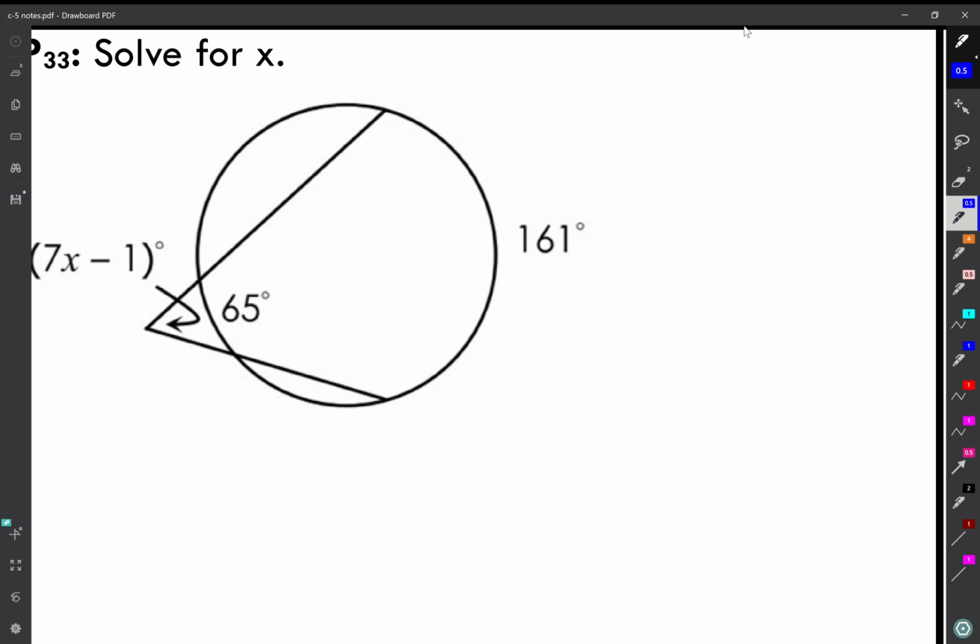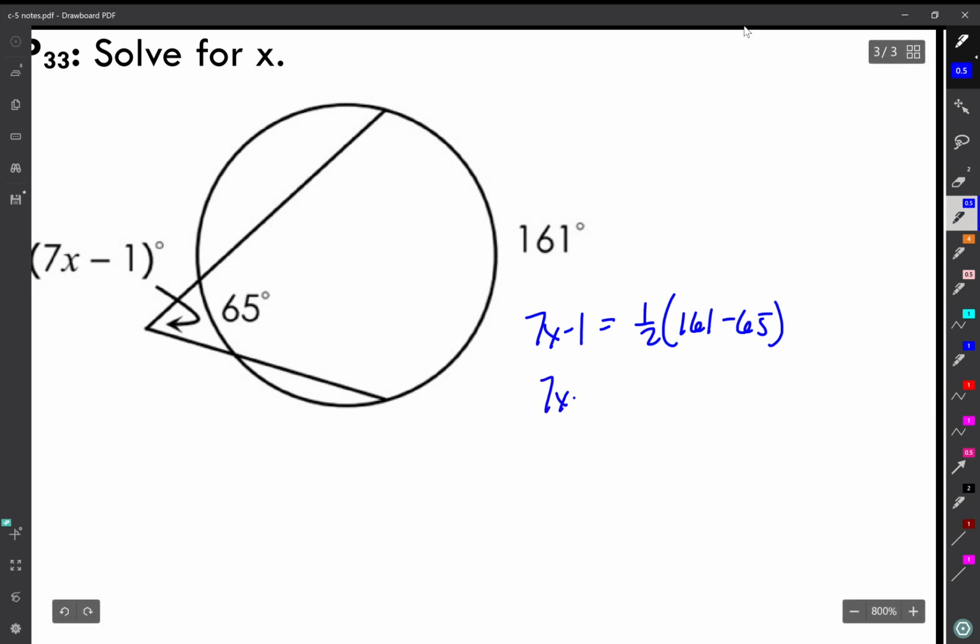So 7x minus 1 is equal to 1/2 of the difference. So 161 minus 65. We'll do that in our calculators. 161 minus 65 is 96. Then dividing that by 2, you get 48. So 7x minus 1 is equal to 48.